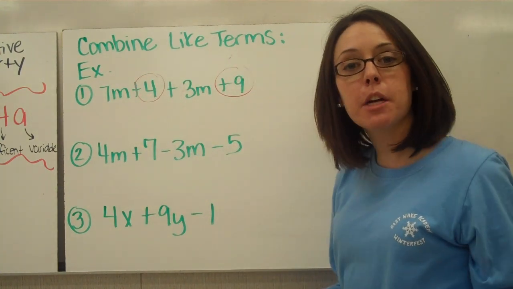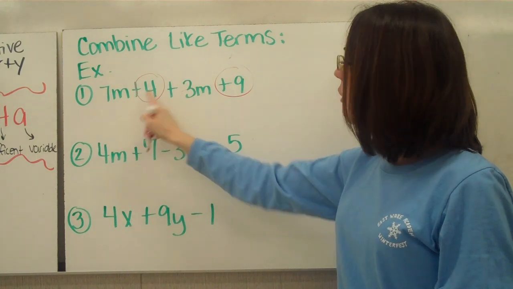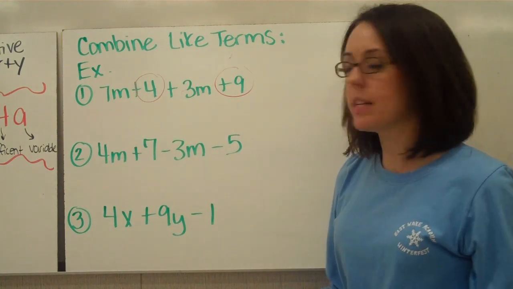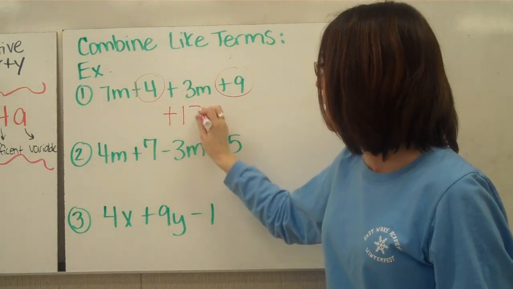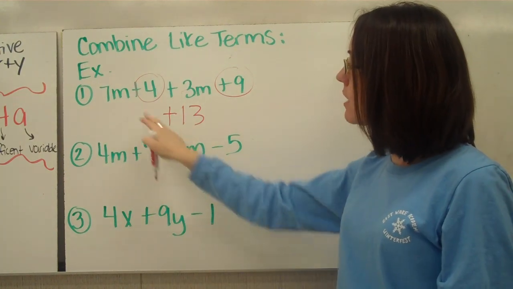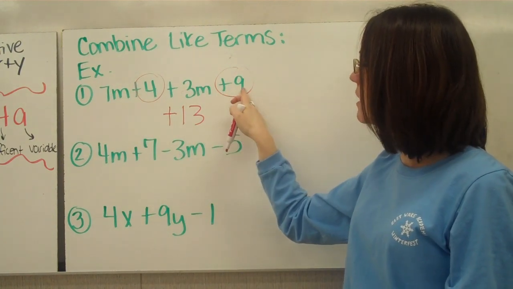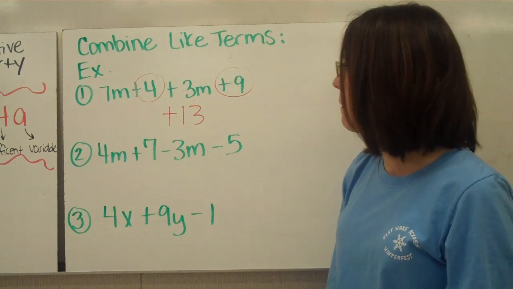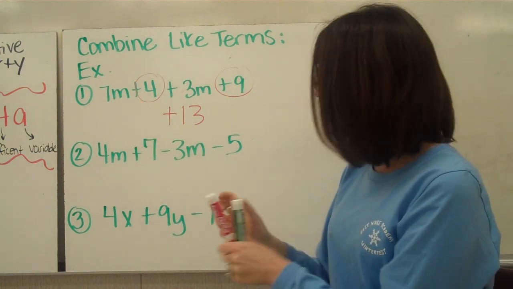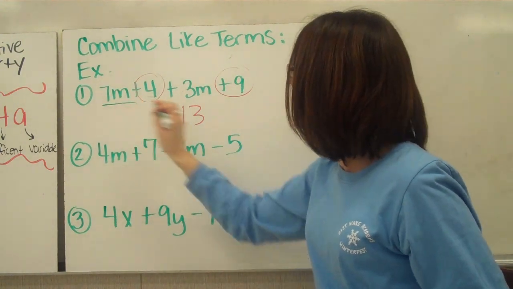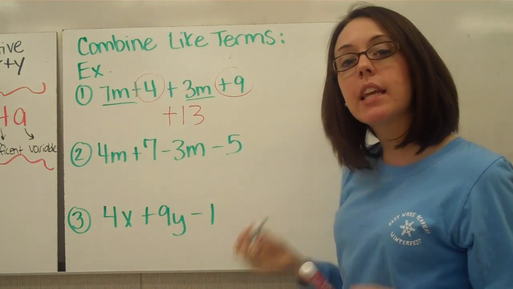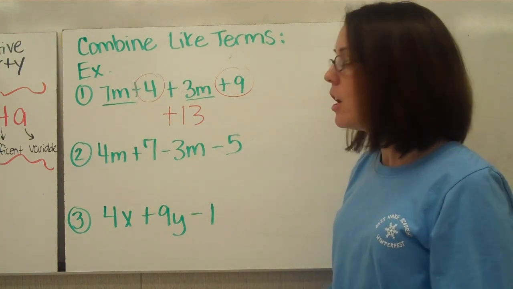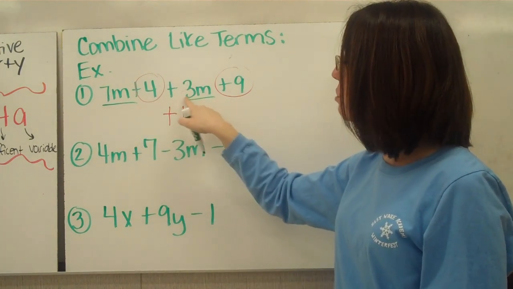Why are those like terms? They're both numbers. What is 4 plus 9? 4 plus 9 gives you 13. Why is it positive? Because a positive 4 and a positive 9 is a positive 13. Then the other like terms that we have are 7m and 3m. The thing that they have in common is the m. So we have 7m plus 3 more m.